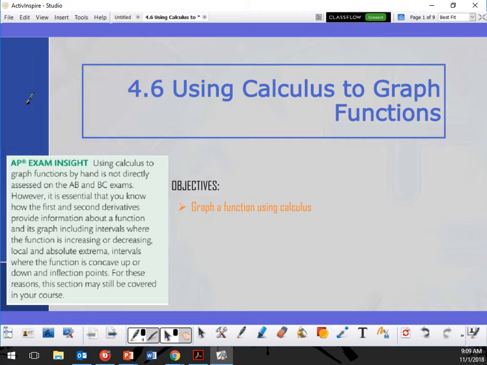All right, 4.6, using calculus to graph functions. So now we have a lot of stuff that we already know, and a lot of stuff we don't know. And so we're going to go through and talk about a whole bunch of these things.